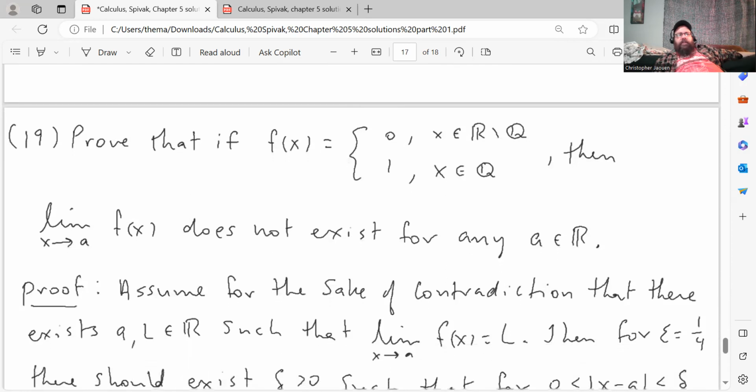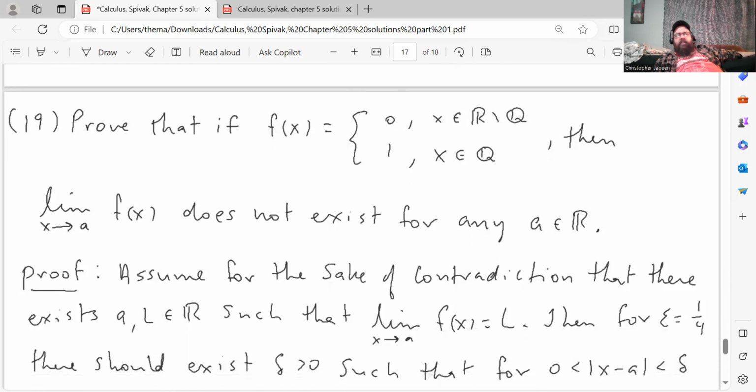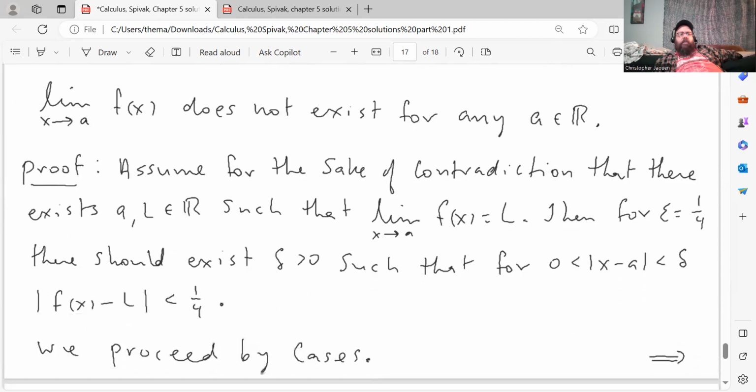Right, question 19 asks us to prove that f of x is this function here, defined to be 0 if x is irrational, and defined to be 1 if x is rational. Then they want us to show that the limit as x goes to a of f of x does not exist for any a in R.